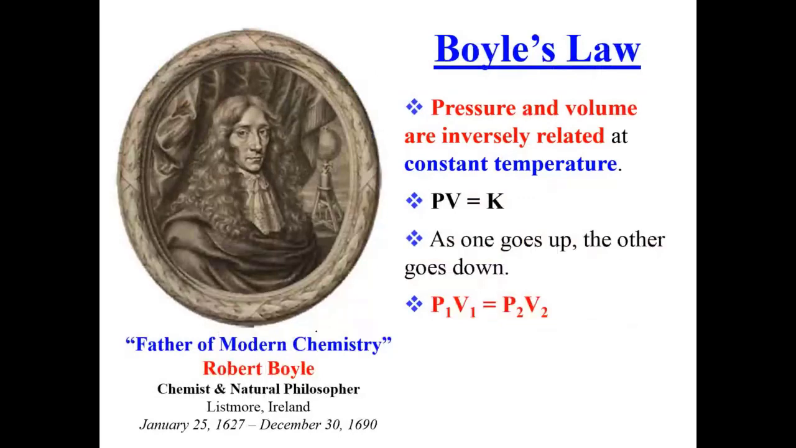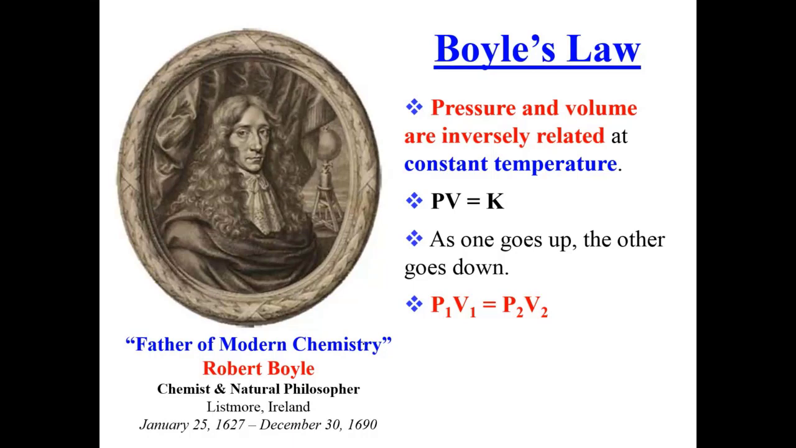So let's look at the first gas law, Boyle's law. We have a picture of Robert Boyle here, sometimes referred to as the father of modern chemistry. Boyle's law basically states that pressure and volume are inversely related at constant temperature. So in other words, as one goes up, the other goes down. Pressure times volume is equal to K.